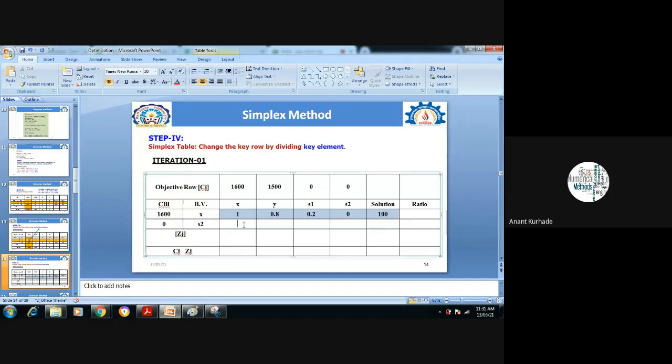Okay, and that key row should be the key row from your previous table. Here the first row is our key row, and write down all those values, firstly by dividing each and every value by the key element. So it is 5 upon 5, 4 upon 5, 1 upon 5, 0 upon 5 and 500 upon 5.